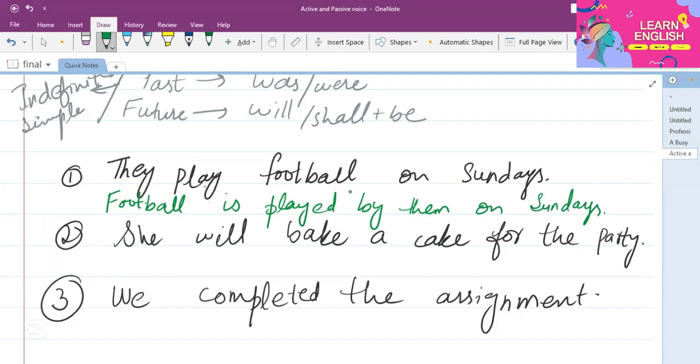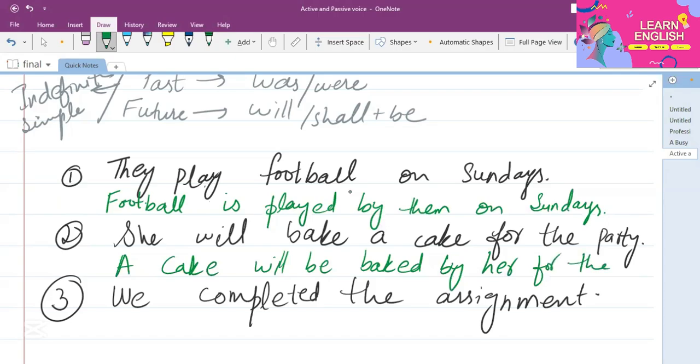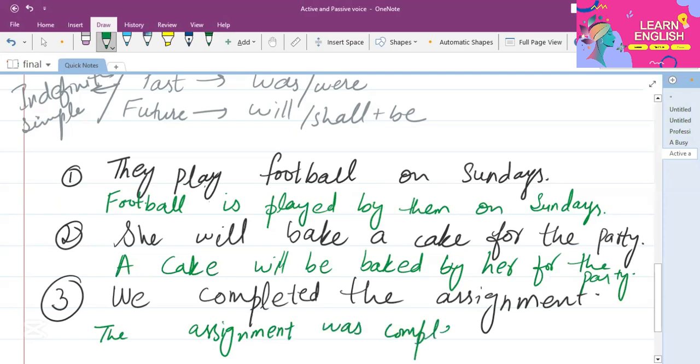She will bake a cake for the party. A cake will be baked by her for the party. We completed the assignment. The assignment was completed by us.